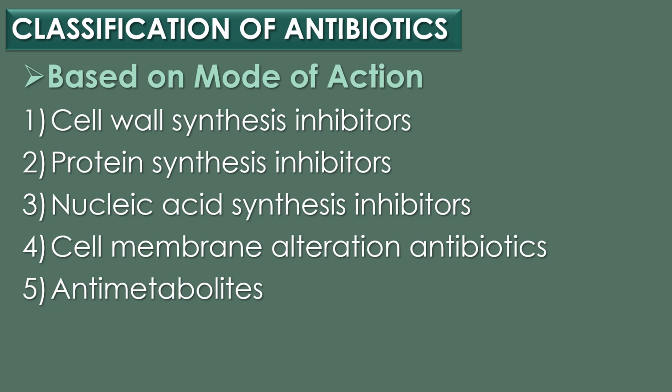The first category is cell wall synthesis inhibitors. The second category is protein synthesis inhibitors. The third category is nucleic acid synthesis inhibitors. The fourth category is cell membrane alteration antibiotics. And the fifth category is antimetabolites.